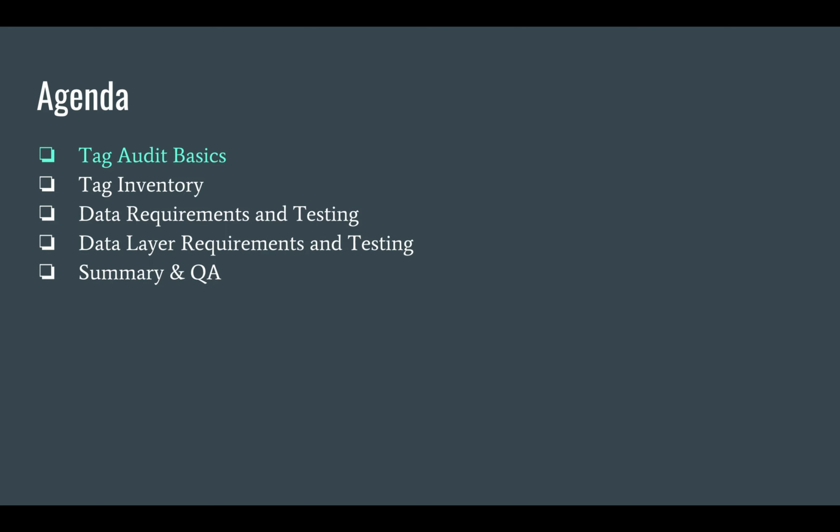So I want to follow that same process here as we go through the actual audit training and start with the tag inventory. We'll then go through how to collect the different data requirements and do some general auditing and testing for specific platforms that we've identified as necessary in our inventory. From there, I'll show how that extends to collecting as well as testing and auditing the data layer requirements, structure, as well as data points. And then at the end, we'll get into some summary and Q&A.